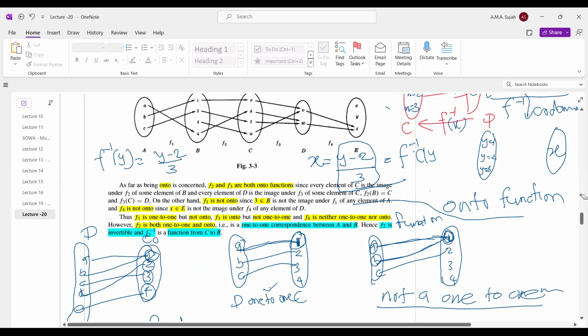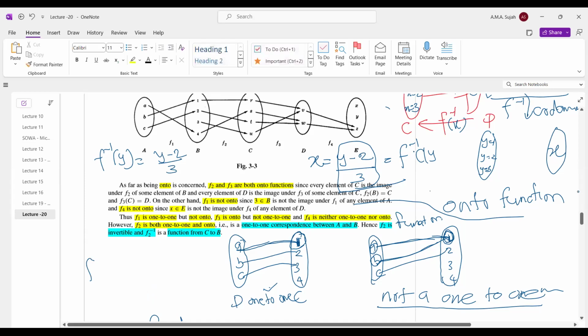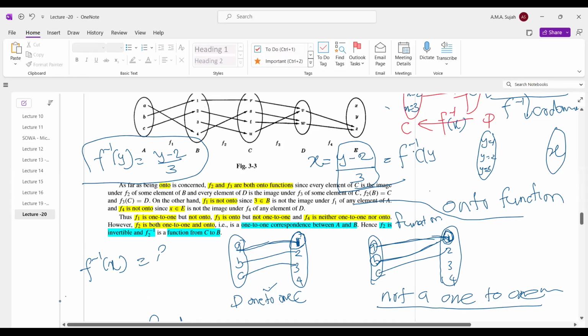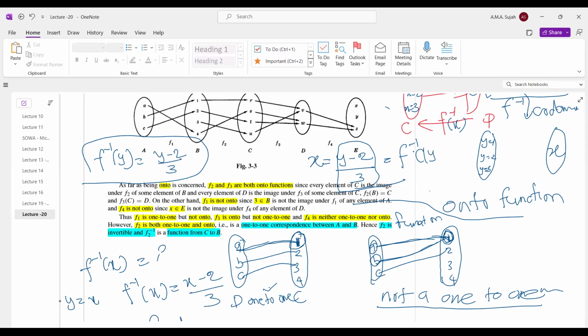But the question is asking for f inverse of x. How can I get this? In this inverse function, I am replacing y with x. Now f inverse of x is equal to x minus 2 over 3. So this is the answer for the question.